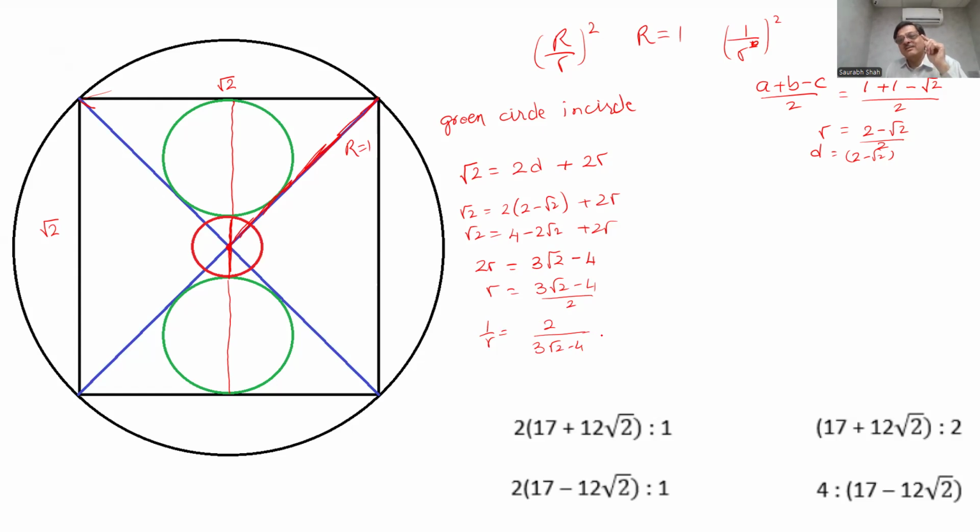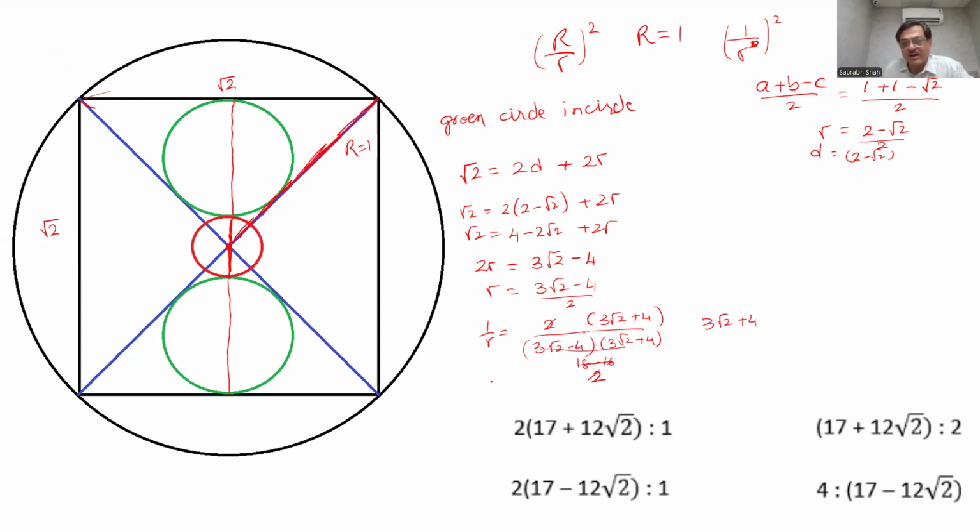We can find the square and then rationalize the denominator, or we can first rationalize the denominator and then find the square. So if I rationalize the denominator, multiply by 3 root 2 plus 4, and divide by 3 root 2 plus 4, what does this give me? 3 root 2 minus 4 multiplied by 3 root 2 plus 4 is 18 minus 16, which is 2. So 2 cancels out. It simply is 1 upon r is 3 root 2 plus 4.